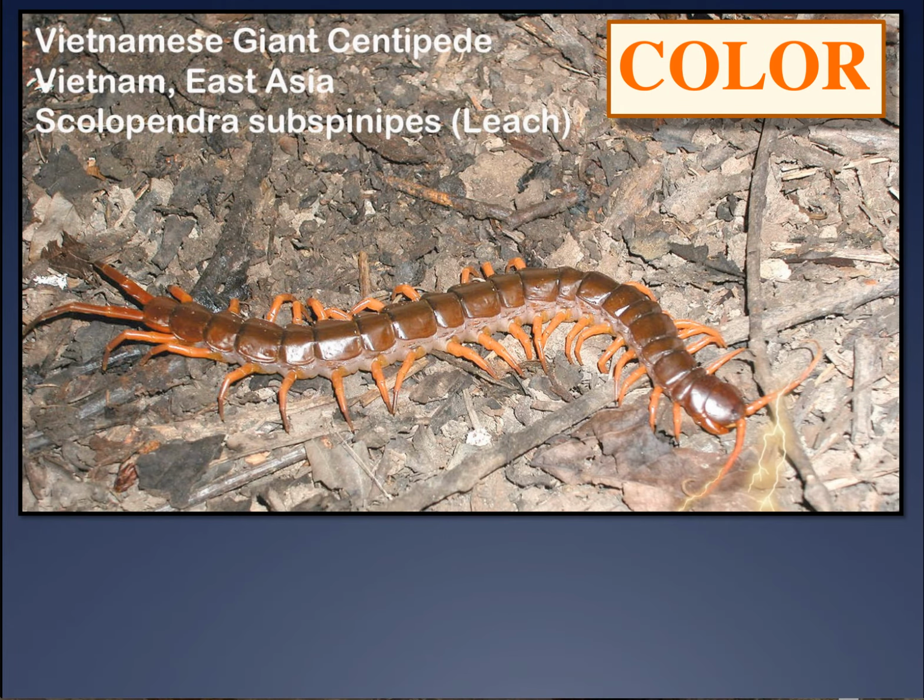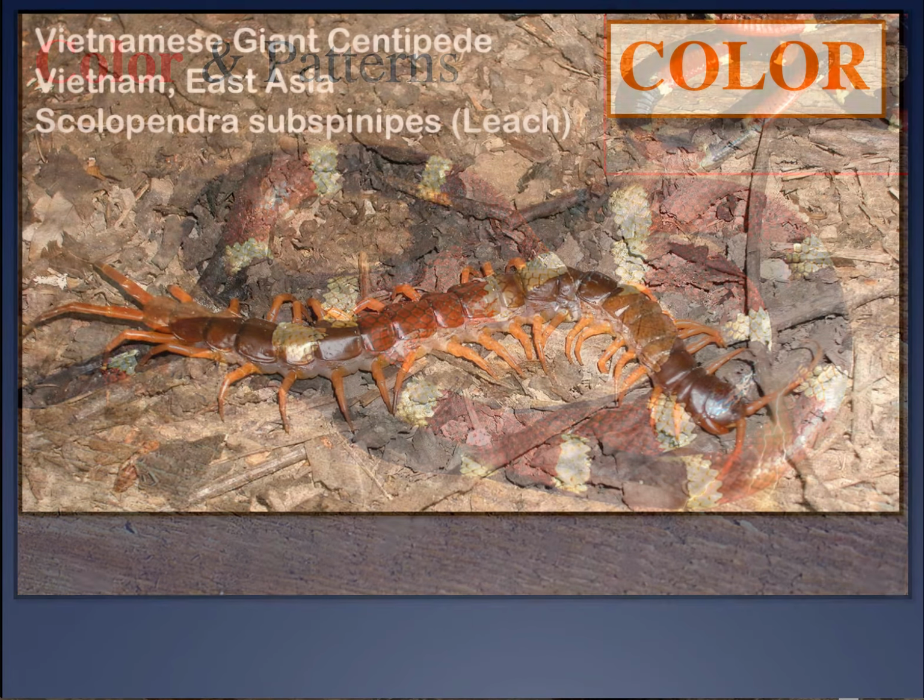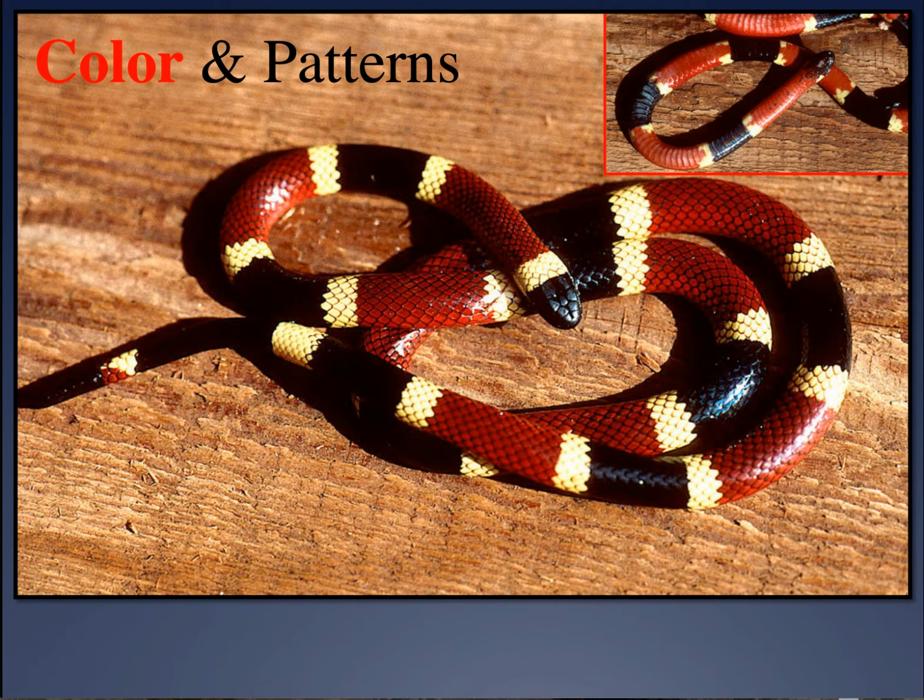Here's more of the warning colorations. This is a great big centipede. I told you to steer clear of these guys because they do have a poisonous sting. More aposematic colorations. So maybe you've learned a saying, red touches black, you're okay, Jack. Red touches yellow, you're a dead fellow. So if you use that, red touches black, you're okay. Red touches yellow, you're dead.